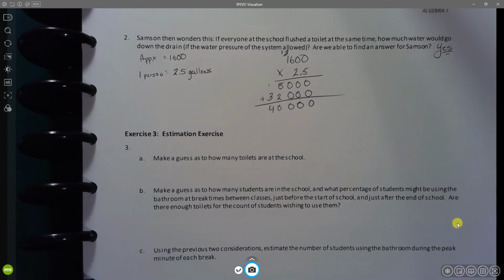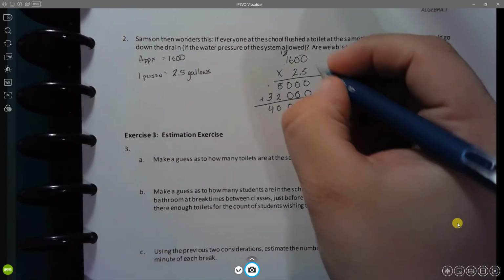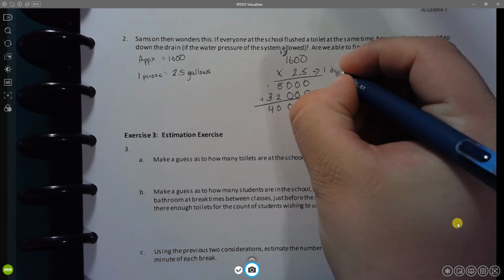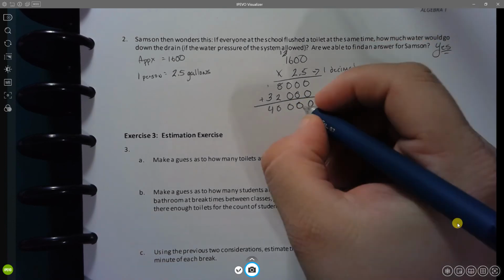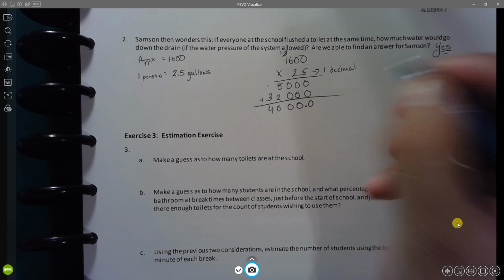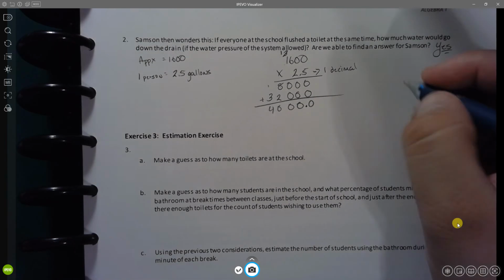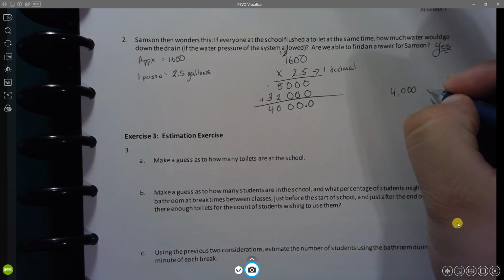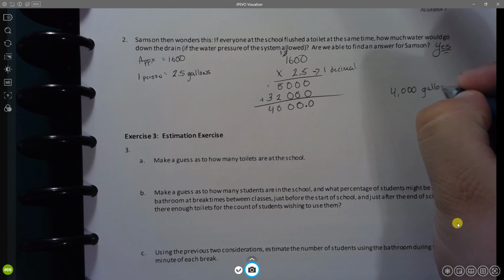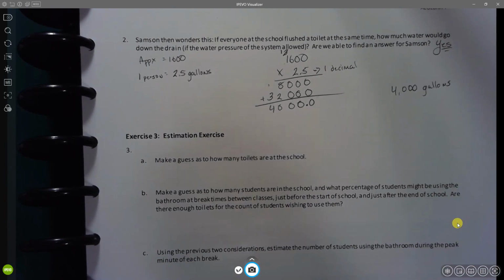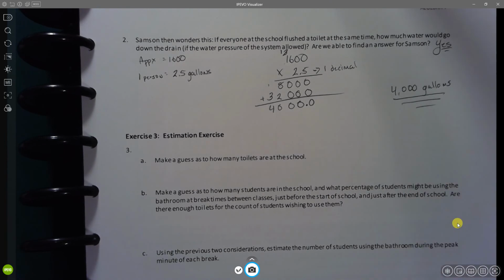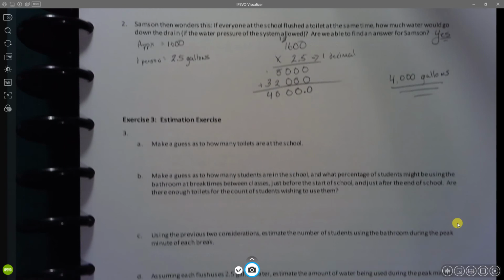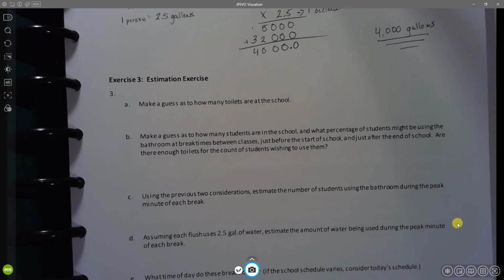Is it 40,000? No, it's not, because I have 1 decimal place here. If you remember, if we got decimals, we got to put the decimal place. So I put it right here. Okay, so approximately 4,000 gallons would be flushed at one time. 4,000 gallons. Okay, so now an estimation activity.